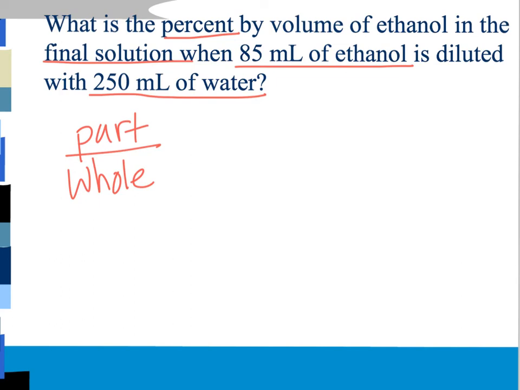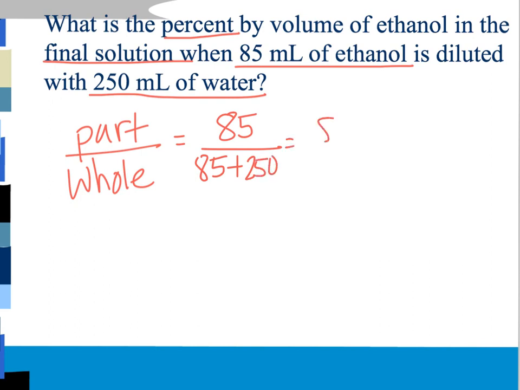So how much ethanol do we have? Well, let's read the problem. It says we have 85, right? So the part is 85 mils. That's our part. So our percentage of ethanol is going to be the 85 mils of ethanol over the whole thing. It says that the 85 mils of ethanol is diluted with 250 mils of water. So that's the part, and then the whole is going to be the 85 plus the 250.